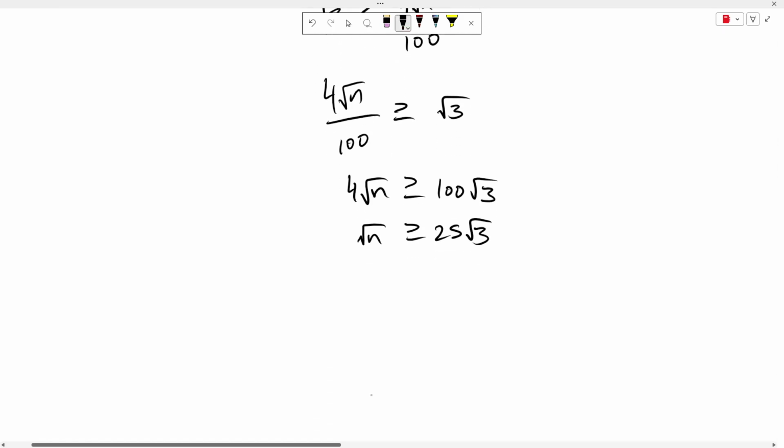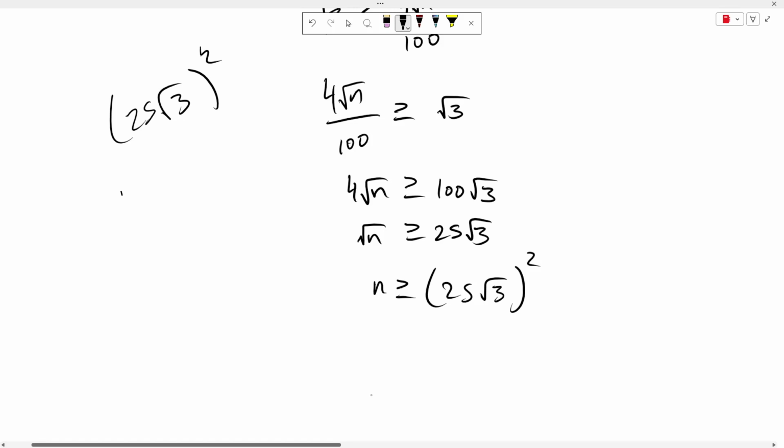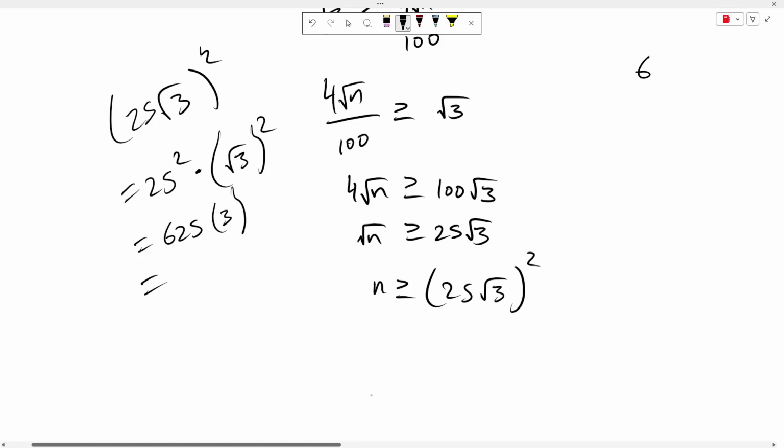The final thing here is to square both sides. Now this seems a little bit tricky, so let's break down what 25 times root 3 whole squared is. This is going to be 25 squared multiplied by root 3 squared. 25 squared is 625. Root 3 squared is 3. Now if we just do this using multiplication, 625 times 3, 15, you carry the 1, you get 7, and then 18. So this is 1875.